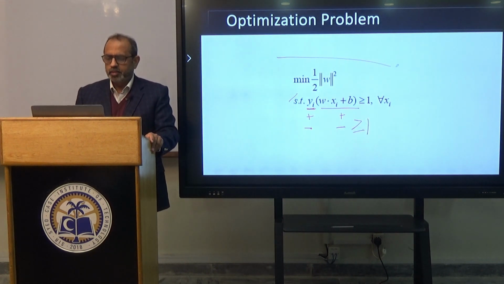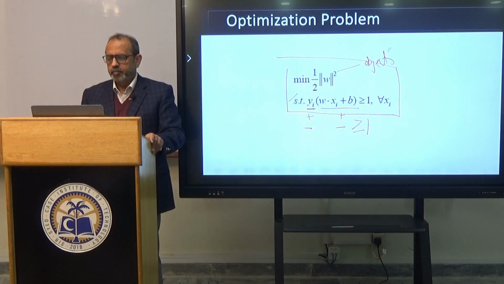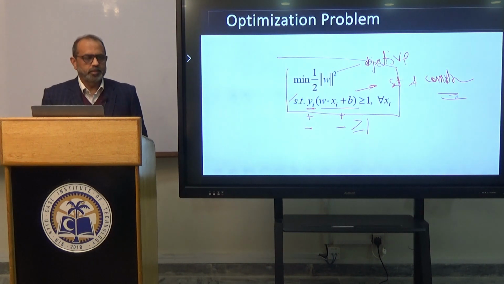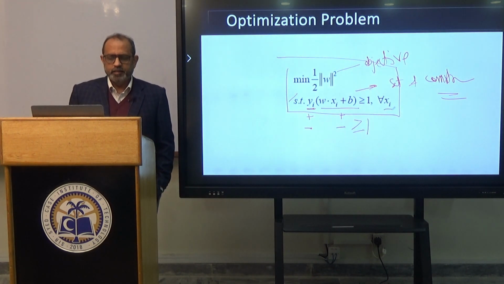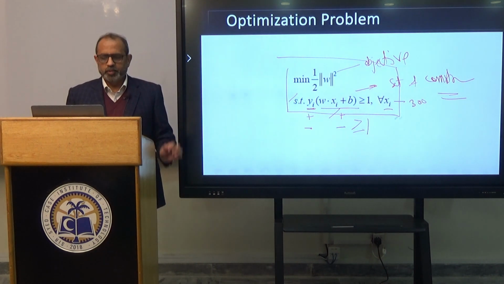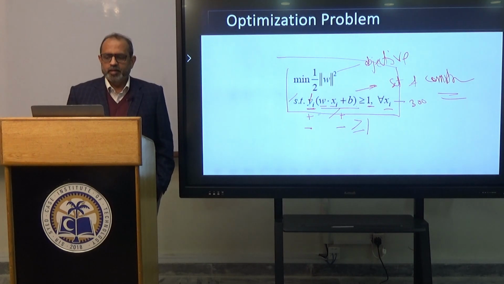So this is called a constraint optimization problem, with an objective function and a set of constraints. For every xi you are going to write this constraint. So if you have 300 points, you are going to have 300 constraints. If it is a positive point, then the weights multiplied with the feature, minus the bias, must be greater than or equal to 1, giving you a positive value. If this is negative, then this must give you a negative value.